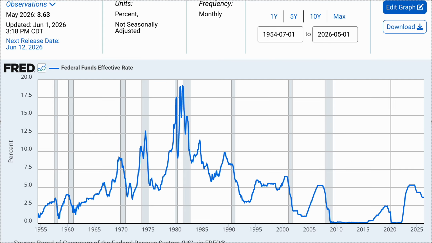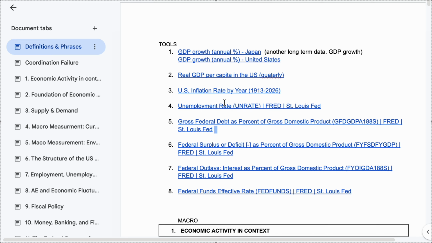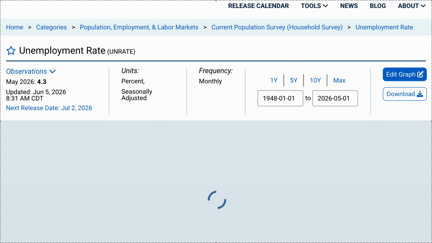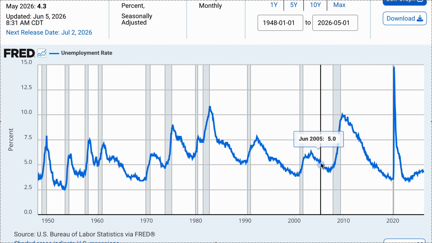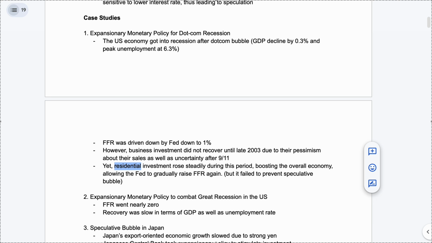We can look at the unemployment rate. Wait, let me go back to the unemployment rate. So unemployment was recovering after the dot-com bubble, which could be evidence that expansionary monetary policy was working, although it wasn't stimulating business investment much, but it was stimulating some other type of investment. So it was still effective in maybe pushing the economy out of recession.